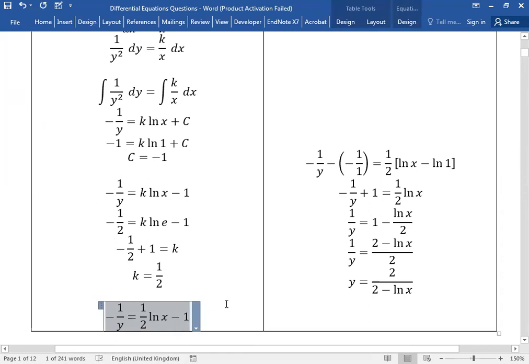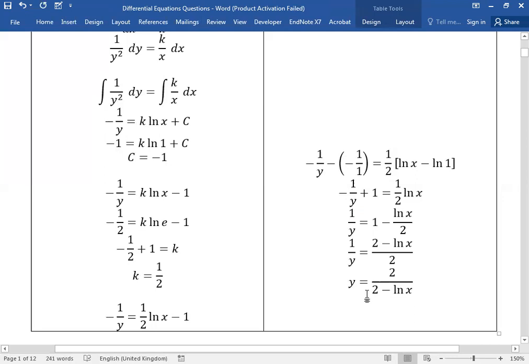Exactly, make y the subject, that's it. An easy trick: multiply both sides by a negative sign. Multiply both sides by -1. So you get 1 upon y equals 1 minus ln x upon 2, right? Then you take 2 as the LCM. So 2 minus ln x is equal to 1 upon y. Then you reciprocate both sides. Once you get a single fraction, you can reciprocate both sides. Is this clear, children?